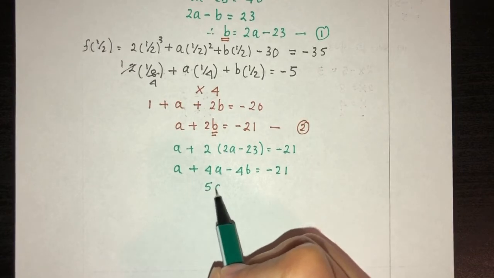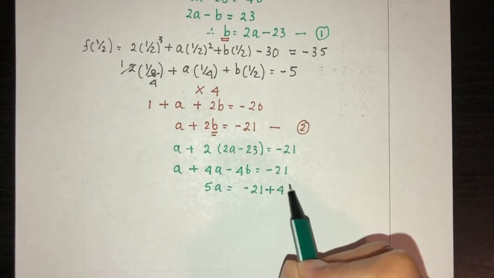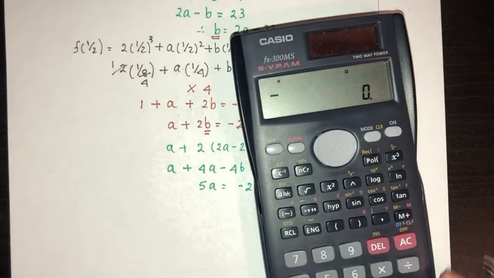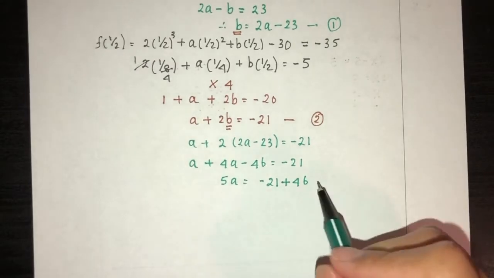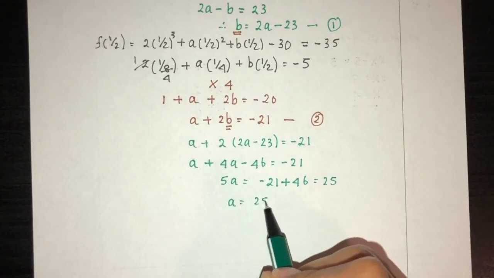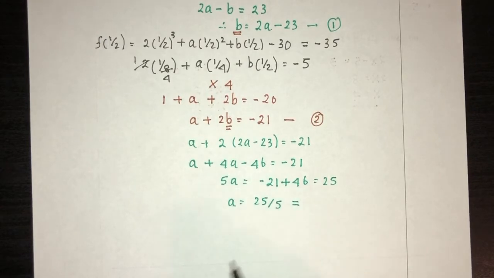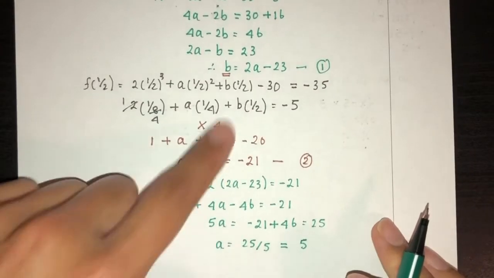That will be 5a is equal to what? Minus 21 plus 46. What is that? That will be 25. So a is equal to 25 divided by 5. That should be 5. Now from this, let's find the value of b.